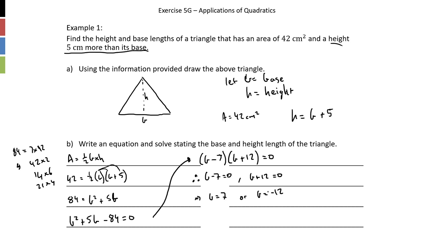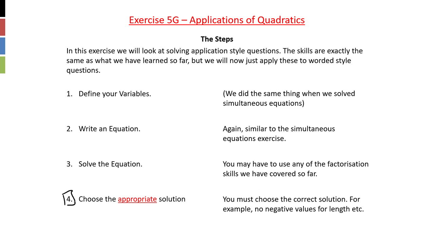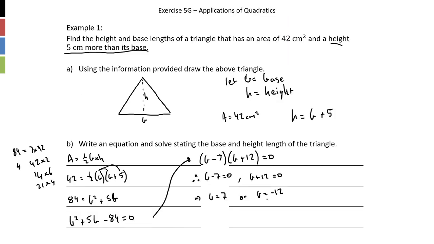Now this goes back to step 4. Choose your appropriate solution. Can we have a base of negative 12? No, we cannot. So that means, okay, this is the correct one. That is not a valid solution. So we say base equals 7, and then our height is equal to 7 plus 5 is equal to 12.